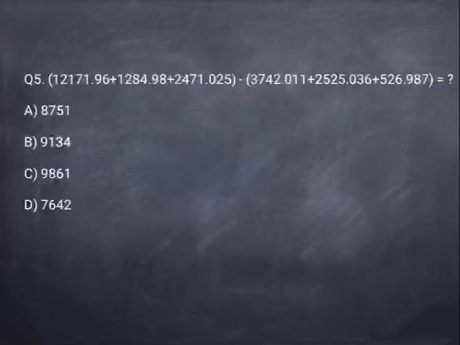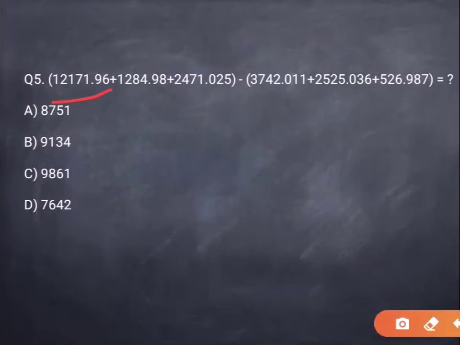12,171.96 plus 1,284.98 plus 2,471.025 minus 3,742.011 plus 2,525.036 plus 526.987 is equal to what? Option A 8,751, option B 9,134, option C 9,861, option D 7,642.